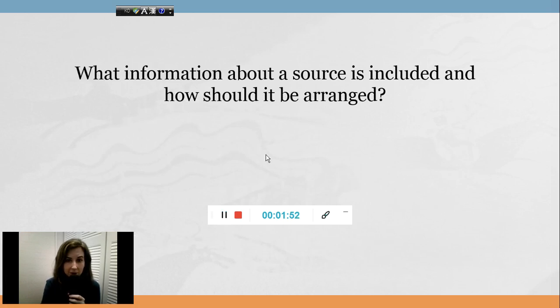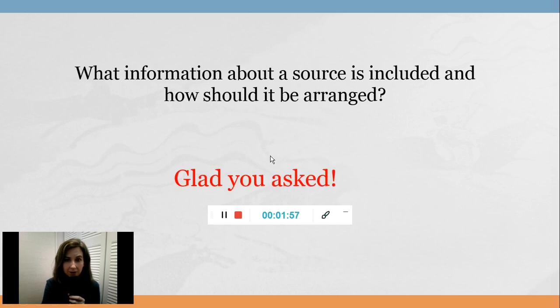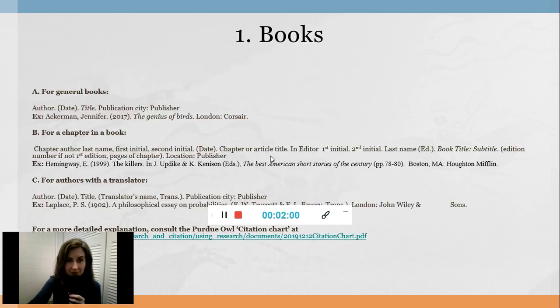Okay, what information about a source is included and how should it be arranged? Glad you asked. So we're going to look at that. For general books, just a regular old book that you get at the library, you're going to have the author, period, the date in brackets, period, title in italics, publication city like New York, San Francisco, wherever, publisher, the company.